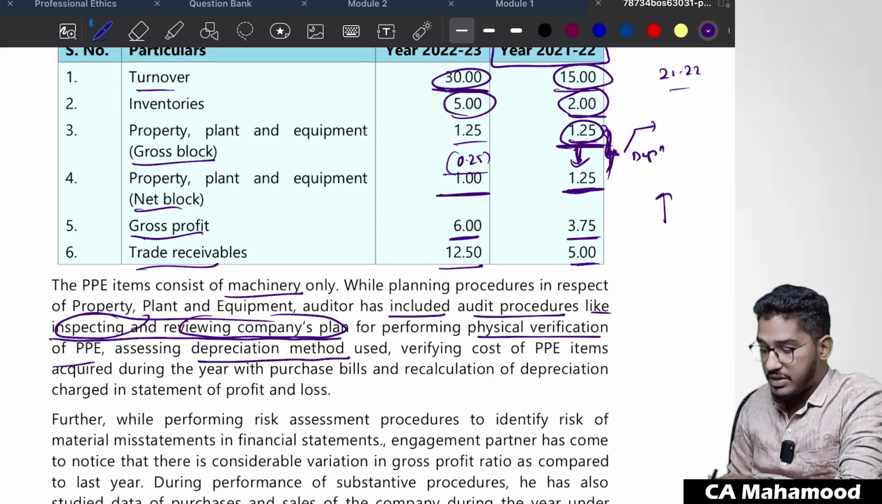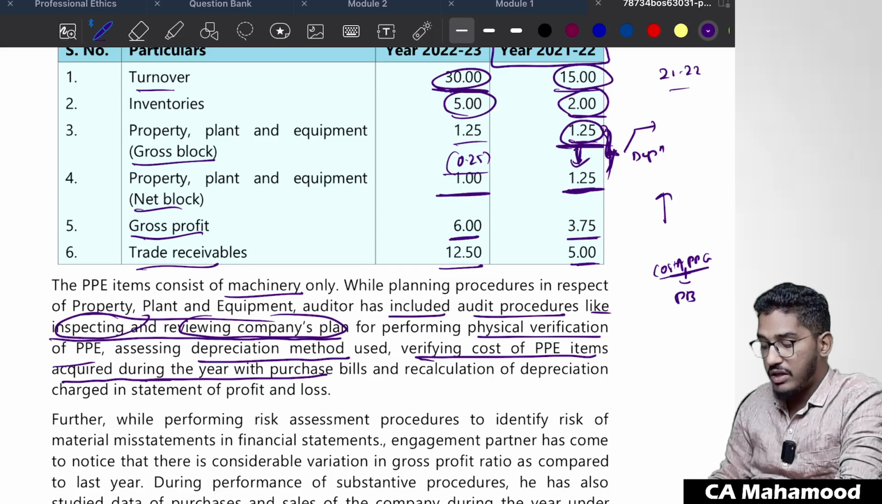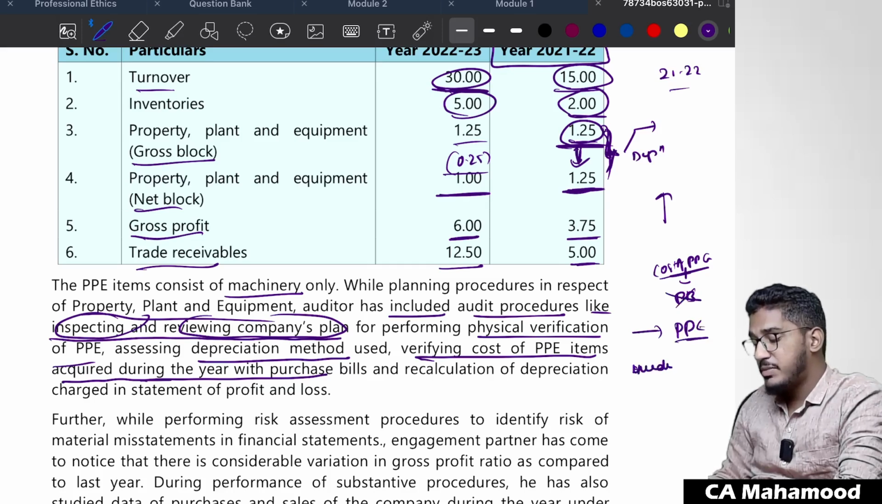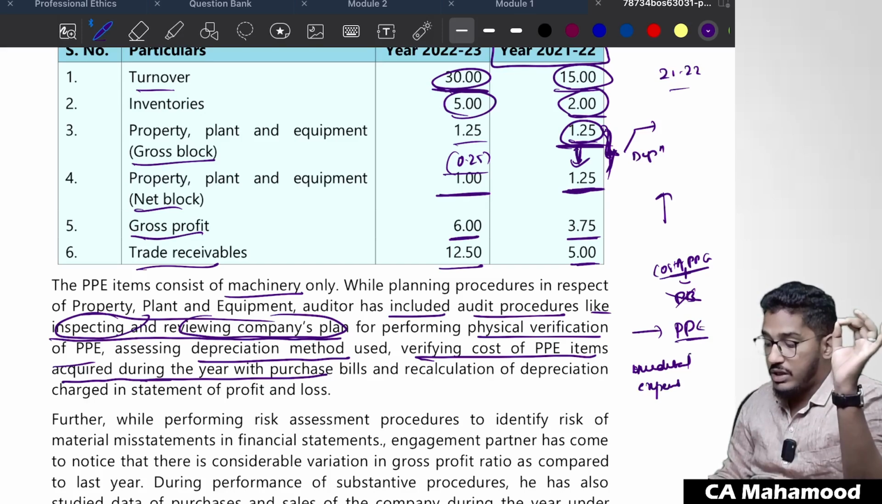He analyzed the depreciation method, what method of depreciation they are using. And he verified the cost of PPE items acquired during the year with the purchase bills. He is verifying whether the cost of PPE is correct or not with reference to purchase bills. But practically speaking, you should not rely only on the purchase bills. Why? Because when it comes to capitalization of PPE, whatever incidental expenses there are, like installation expenses, till the time you bring that asset to use, whatever expenditure is incurred, that also should be capitalized.